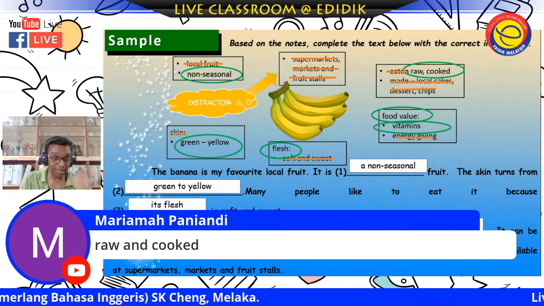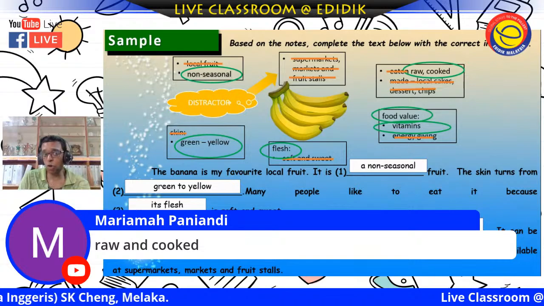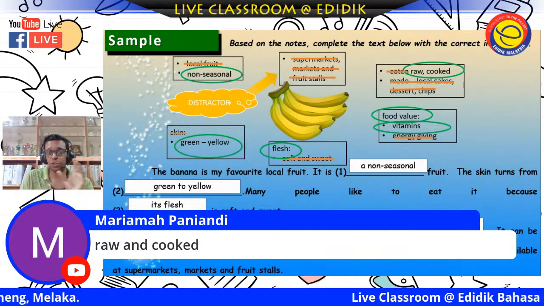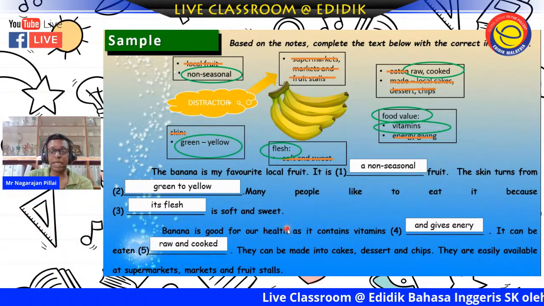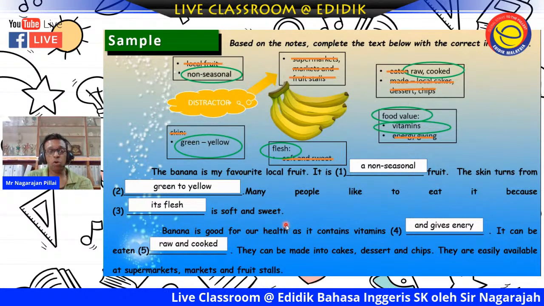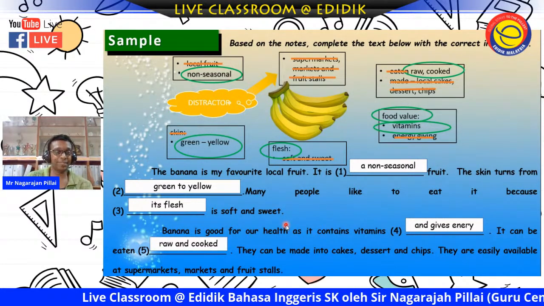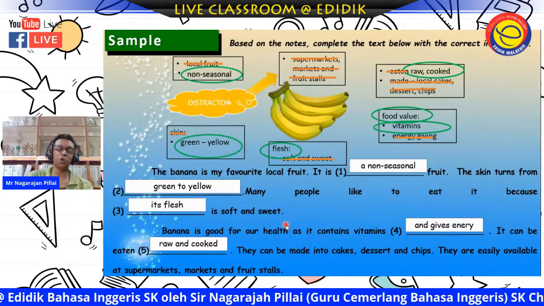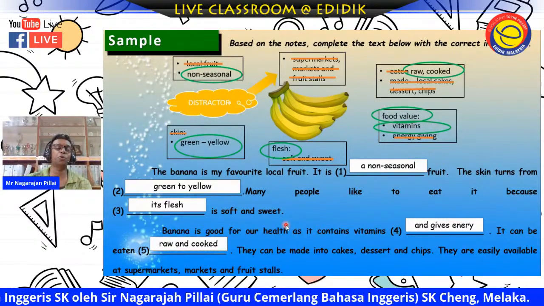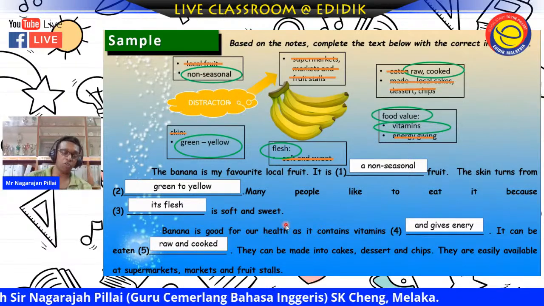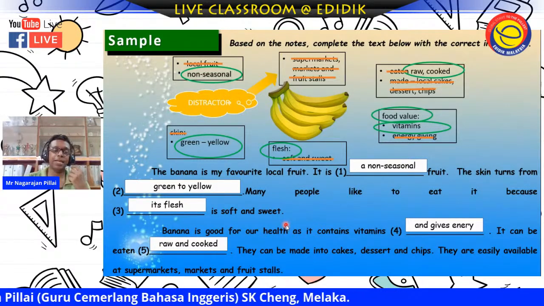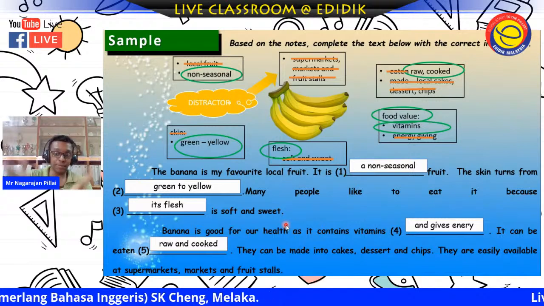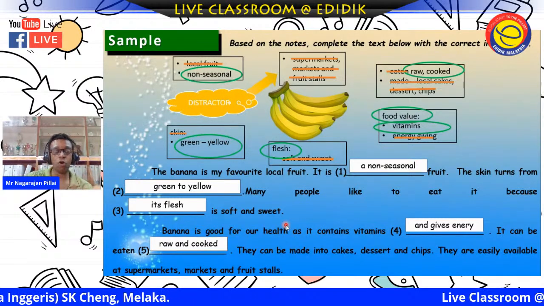Now you might be asking me, can I use or? Okay, let's use or. We see what's the meaning. It can be eaten raw or cooked. Is it wrong? Do you think it's wrong? No, it's not wrong. It's correct. You can also use the word or, raw or cooked. Okay, it's like this. The banana can be eaten raw and cooked.